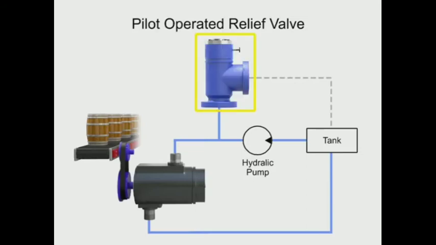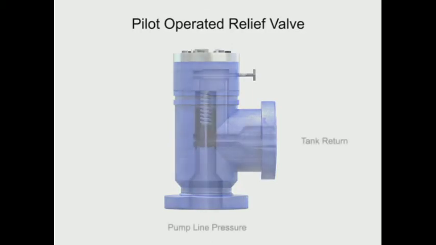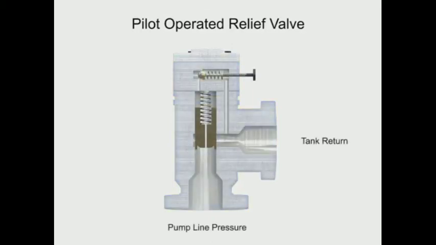A pilot-operated relief valve makes it possible to handle higher pressures and flow. It's also much smaller than direct-acting valves rated for the same pressure. This valve has two stages. The first stage is composed of the main valve with a poppet and spring large enough to handle the maximum flow rating of the valve.